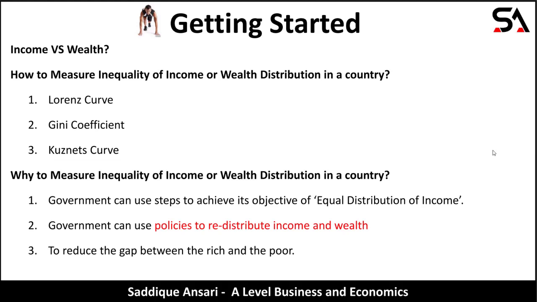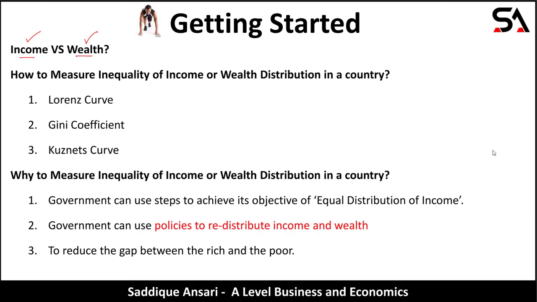First of all, let's differentiate between income and wealth. Income is the earning of an individual over a given period of time, for example, monthly salary or monthly earning of a person. And wealth is the accumulation of assets in the ownership of an individual, for example, the bank balance of the individual, the cash in hand, the property, gold in the ownership of an individual. That is called wealth.